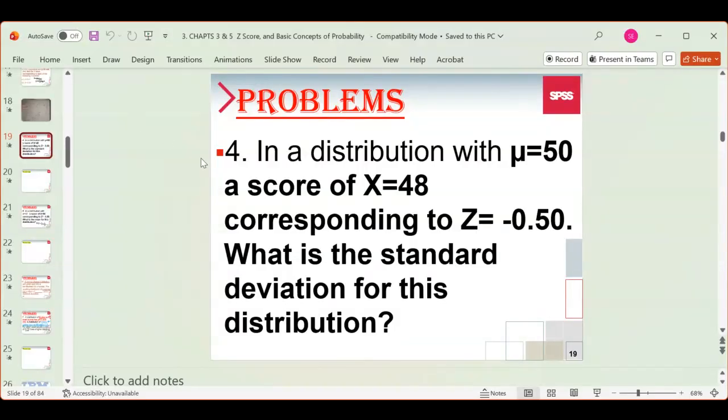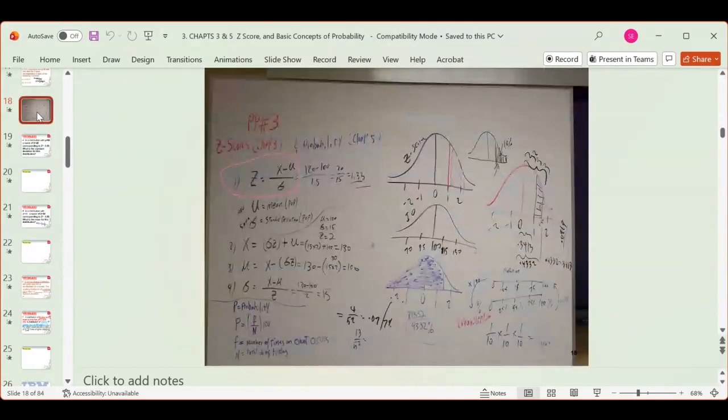When it says standard deviation, always read what the question is asking you. It says, what is the standard deviation for this distribution? Number one, you need to know the symbol for standard deviation. If you look here, number 4, that little Hershey kiss, that's the standard deviation. That's what they want. So your score, X minus mu, goes on top, and then Z goes at the bottom.